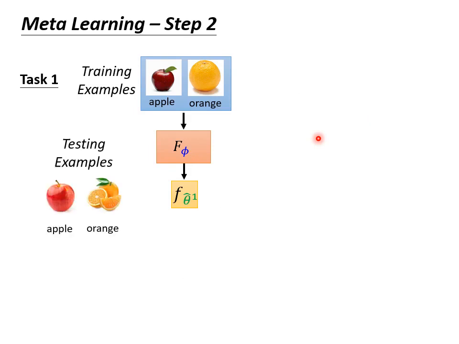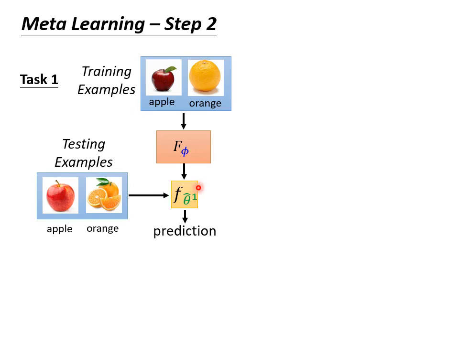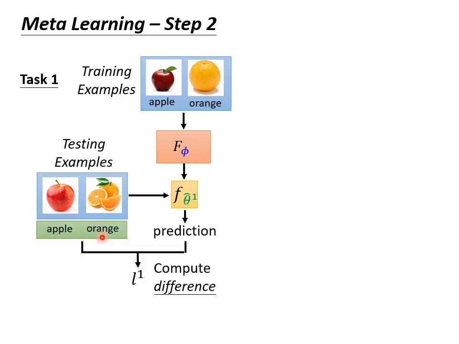So remember that in each task, we not only have the training example, we also have testing examples. So we take the image from the testing example and use the classifier, which is learned from the training example, to obtain the classification result. Then we compare the classification result of the learned classifier with the ground truth. Remember that in our testing example, we also have the label, so the ground truth of each image is already known. So we can compare the difference between the output of the classifier and the ground truth.